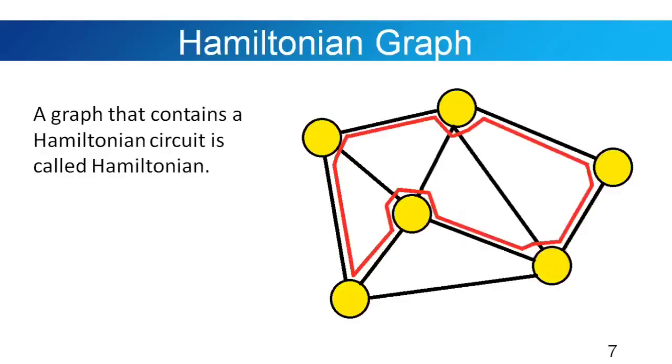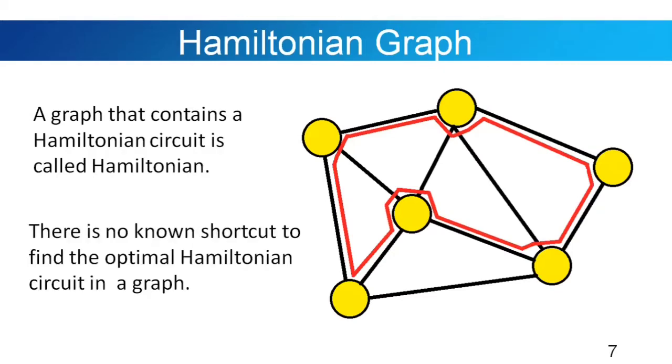Hamiltonian graph. A graph that contains a Hamiltonian circuit is called Hamiltonian. Meaning, if your graph contains a Hamiltonian circuit, that is considered a Hamiltonian graph. There is no known shortcut to find the optimal Hamiltonian circuit in a graph.